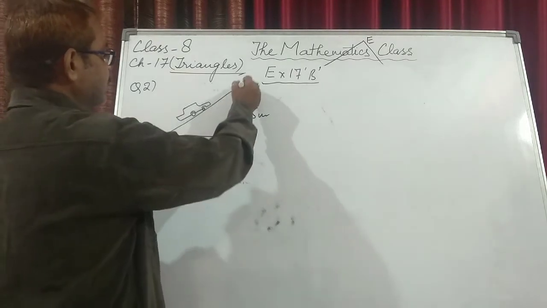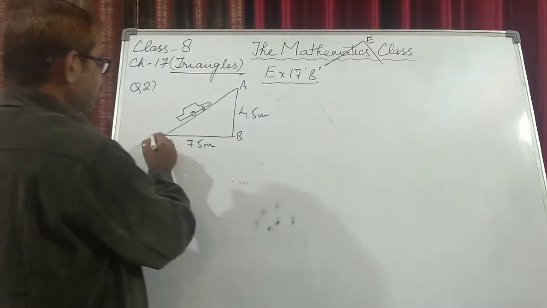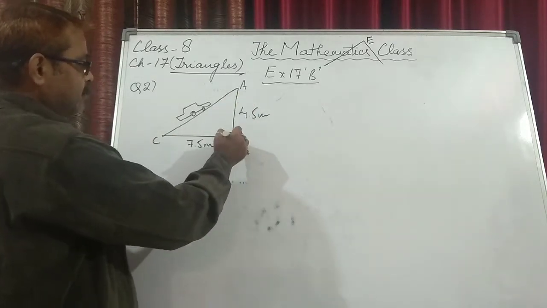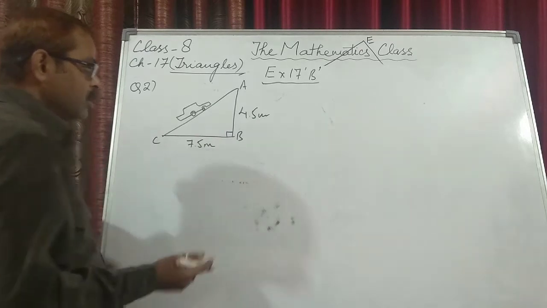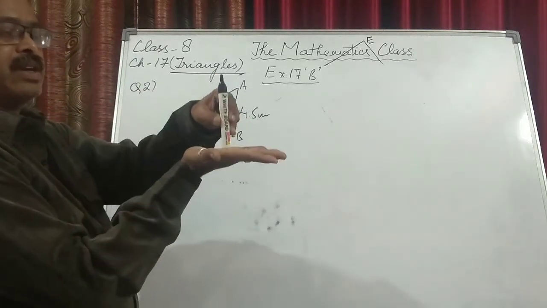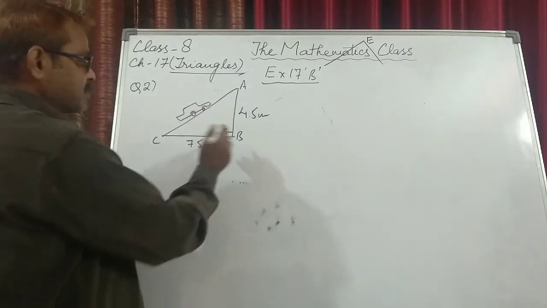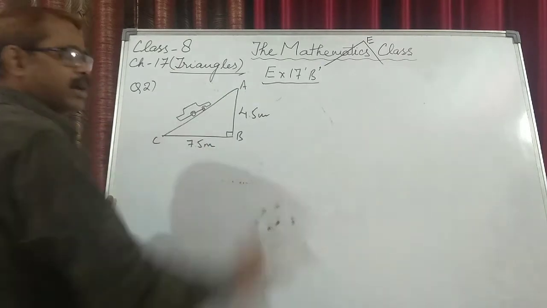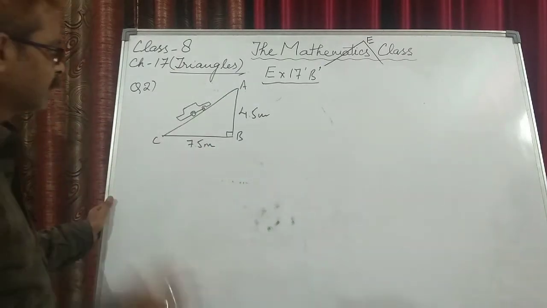Let us name it as A, B, C. Now AB is exactly vertical and BC is horizontal. So always there is an angle of 90 degrees between a horizontal and a vertical. That is why I have taken that B is 90 degrees. So ABC becomes a right angled triangle.